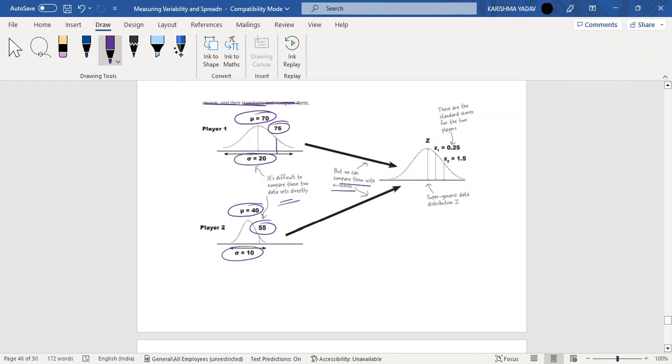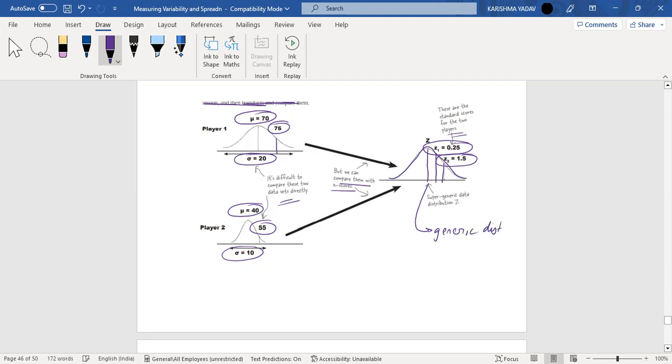For the first player we got a Z score of 0.25 and for the second player we got a Z score of 1.5. So this is Z1 and this is Z2, and this is the result of the comparison of these two sets of data. These are the standard scores for the two players. This is the generic distribution Z.